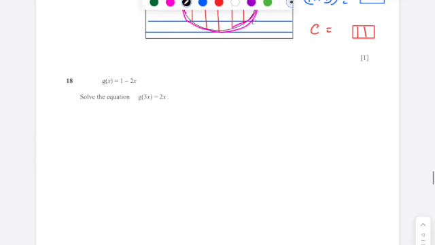Next, question number 18. g of x is 1 minus 2x. Solve g of 3x equals 2x. So g of 3x is 1 minus 2 times 3x equals 2x. 1 minus 6x equals 2x. 8x equals 1. x equals 1 upon 8.